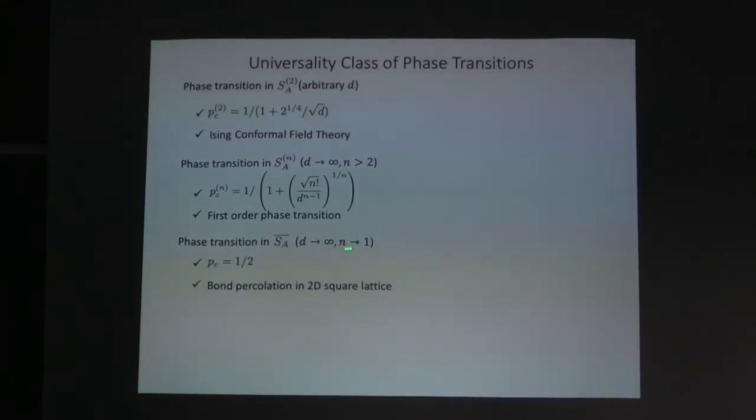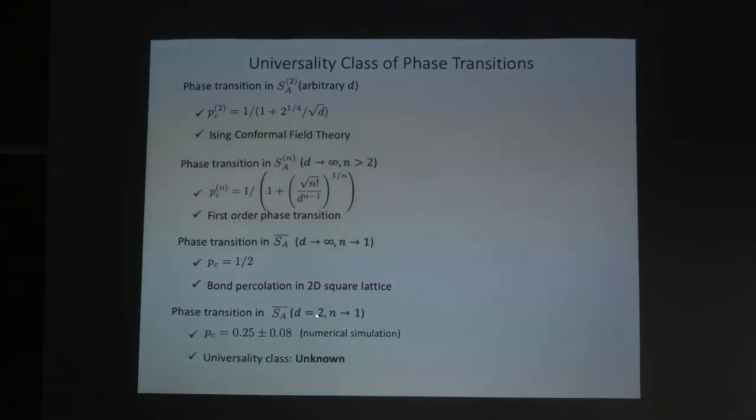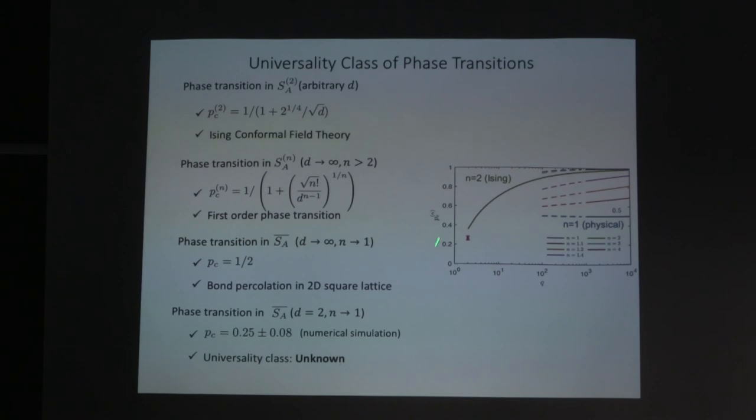Now, if you take the analytic continuation of n goes to 1, after taking d goes to infinity, the Potts model is known to reduce to the percolation problem. Therefore, the critical point in this case is 1 half. But for generic d equals 2 with the n goes to 1 limit, this is still an open question. Our numerical simulation suggests that it's about 0.25. And this is the critical point as a function of, here I should have said d, the dimension of the internal state. And this is a numerical simulation. It seems to agree reasonably with the n equals 2 results.